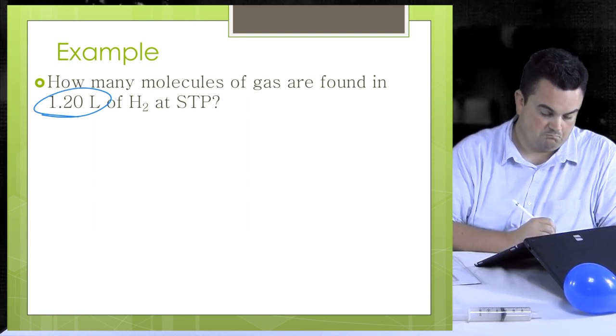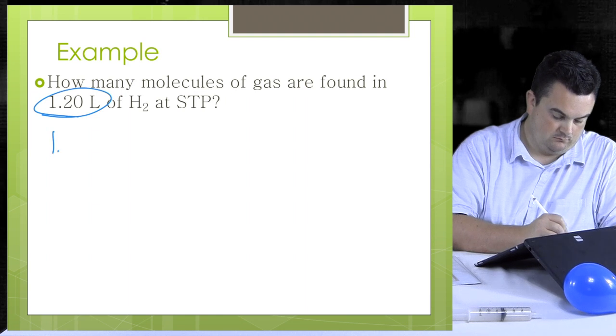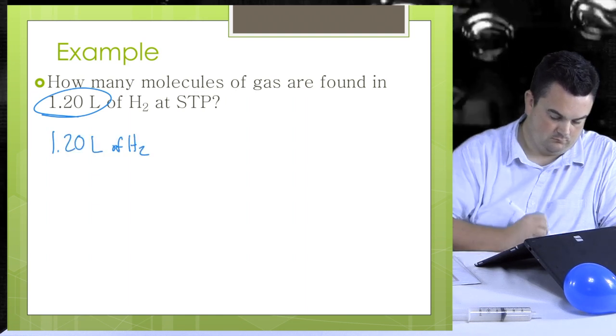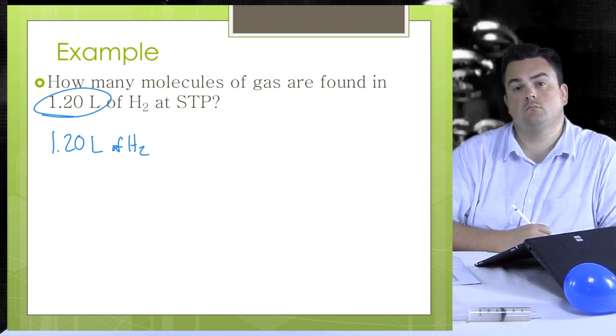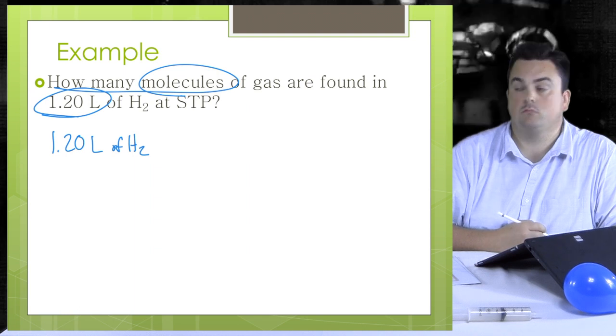All right, so what are we given in this problem? We are given the 1.20 liters of H2 gas. Very good, let's start with that. We'll write that down. That's what we're going to be converting. And what are we trying to find? It says how many molecules? So molecules. All right, good.